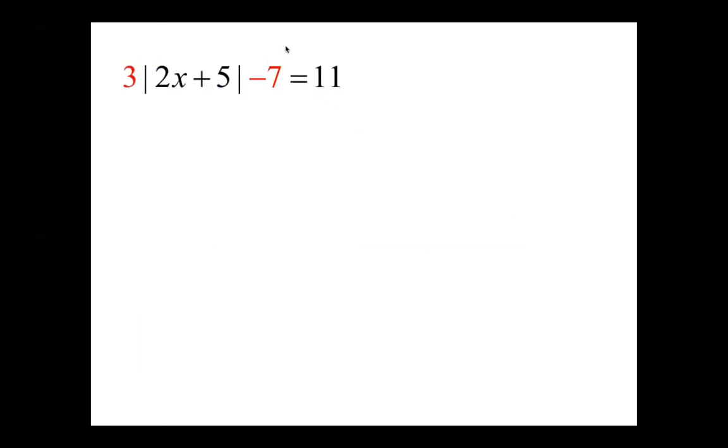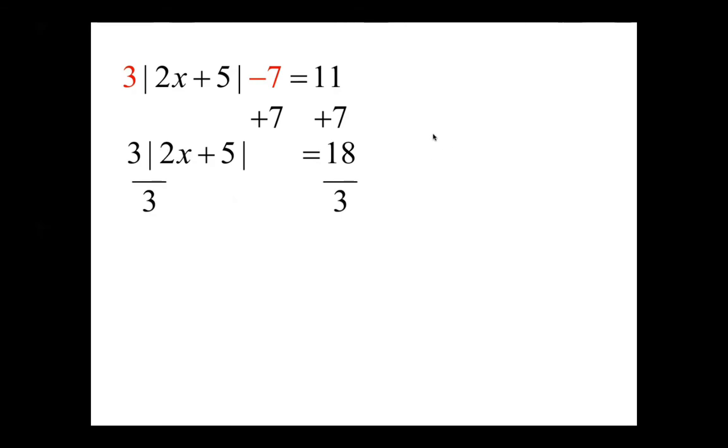Okay, let's go ahead and look at this one. We have 3 times absolute value 2x plus 5 minus 7 equals 11. First, go ahead and undo any addition or subtraction. I'll go ahead and add 7 to both sides. Now you have 3 times absolute value 2x plus 5 equals 18. Divide both sides by 3 to isolate your absolute value expression right here. Once you do that, you have absolute value 2x plus 5 equals 6.